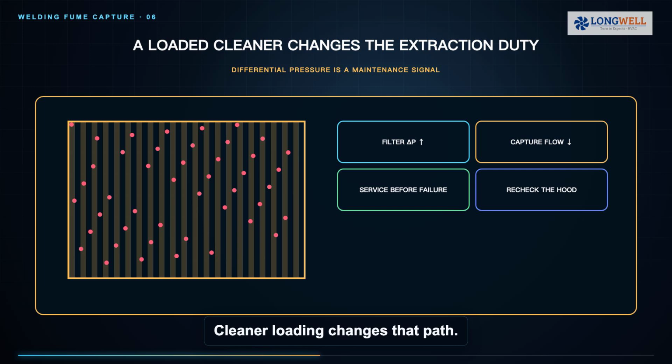Cleaner loading changes that path. As media loads, differential pressure rises and capture flow may fall. Measure filter pressure, define a service limit and verify the hood after maintenance. Motor speed alone cannot prove that capture still works.